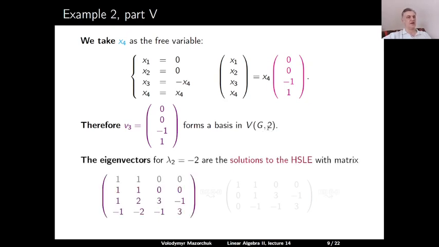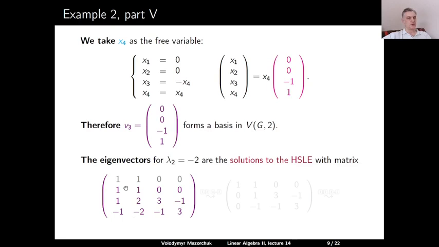Finally, let us find the eigenvectors for the eigenvalue -2, the eigenvalue lambda 3, which is equal to -2. These are the solutions to the homogeneous system of linear equations. We take the matrix of our linear operator and we subtract -2, so we add 2 on the main diagonal. We get the matrix 1, 1, 0, 0, 1, 1, 0, 0, 1, 2, 3, -1, -1, -2, -1, 3.